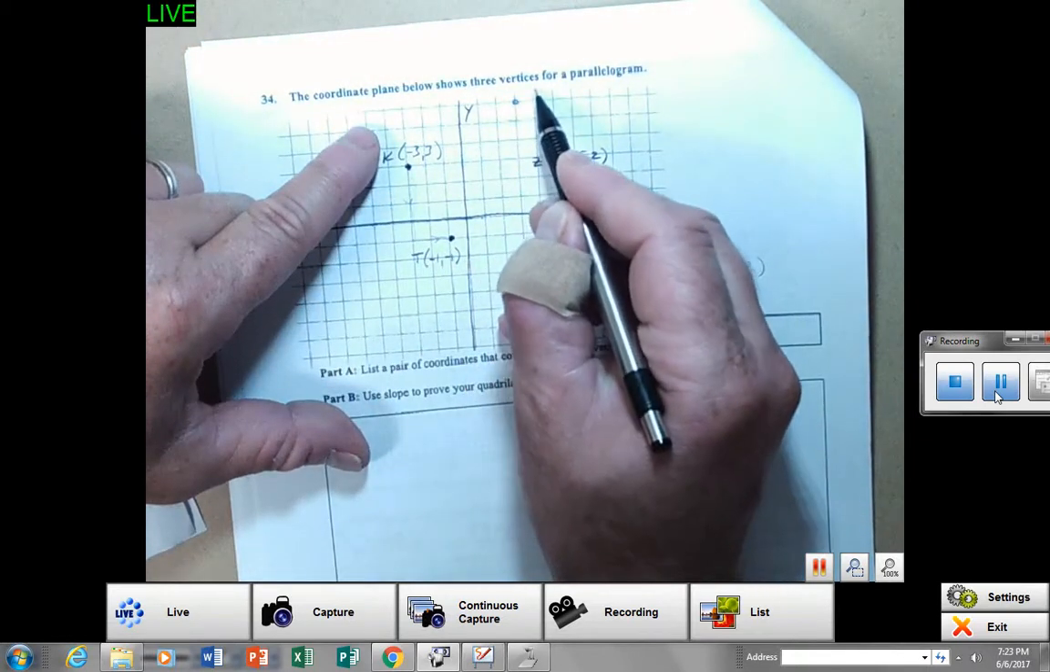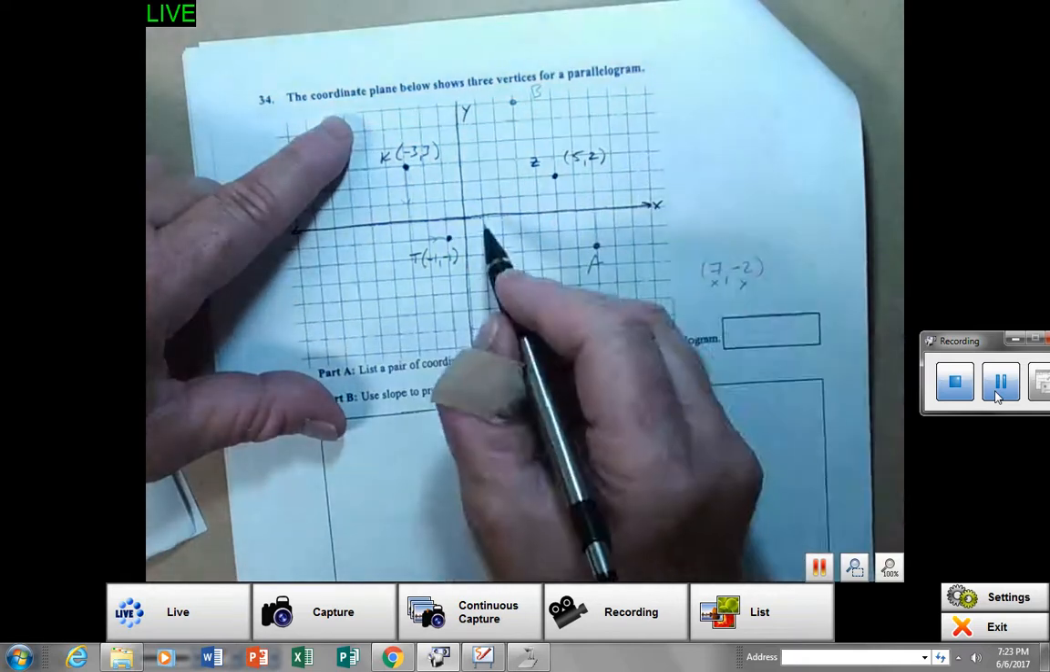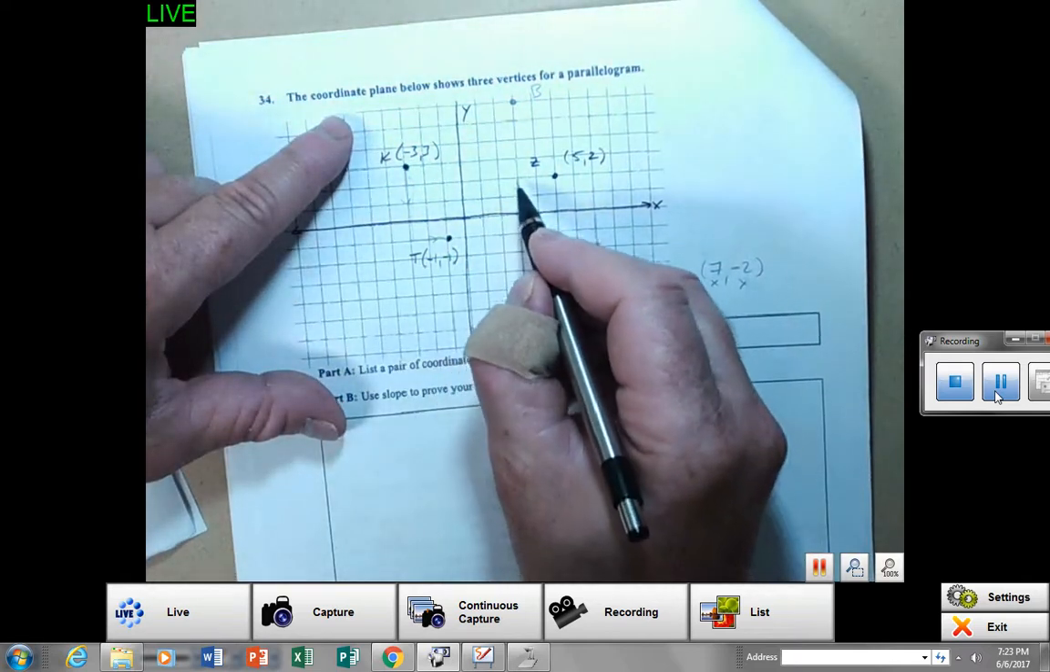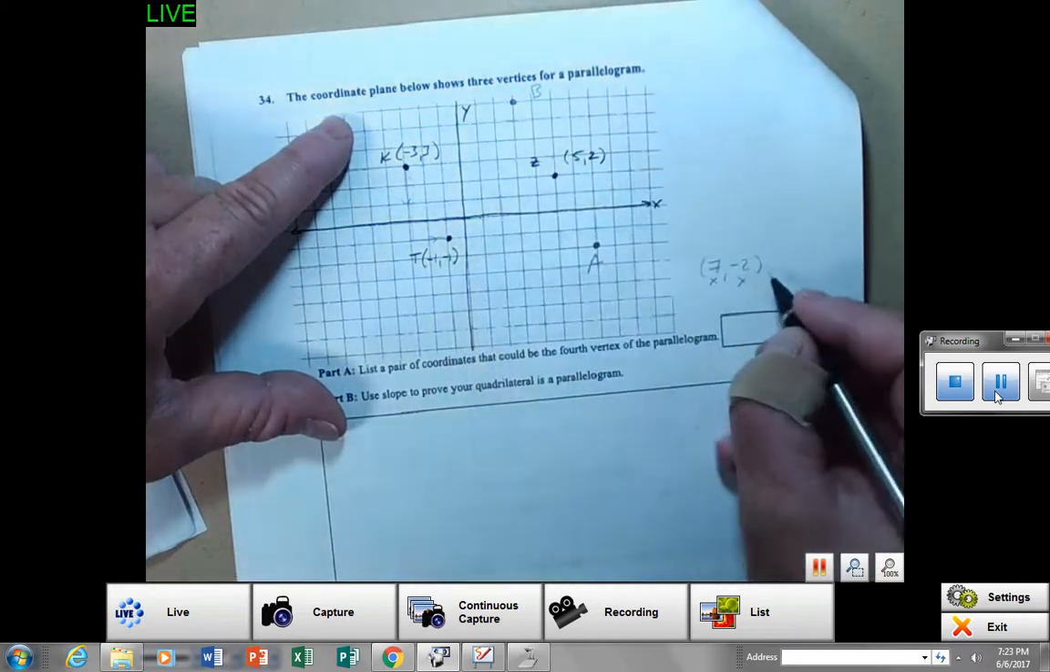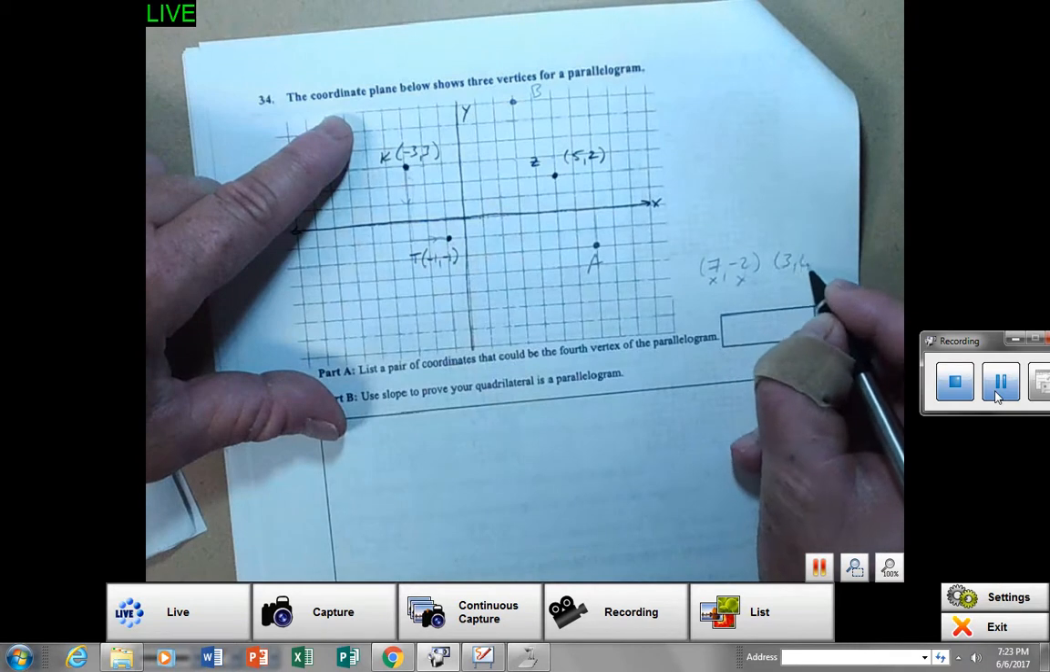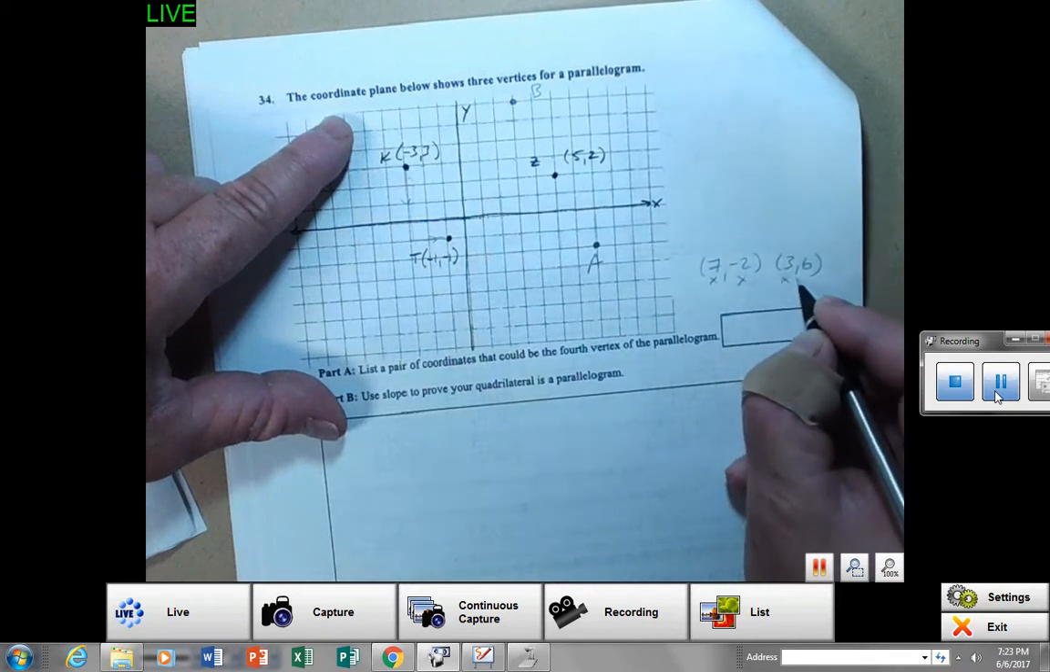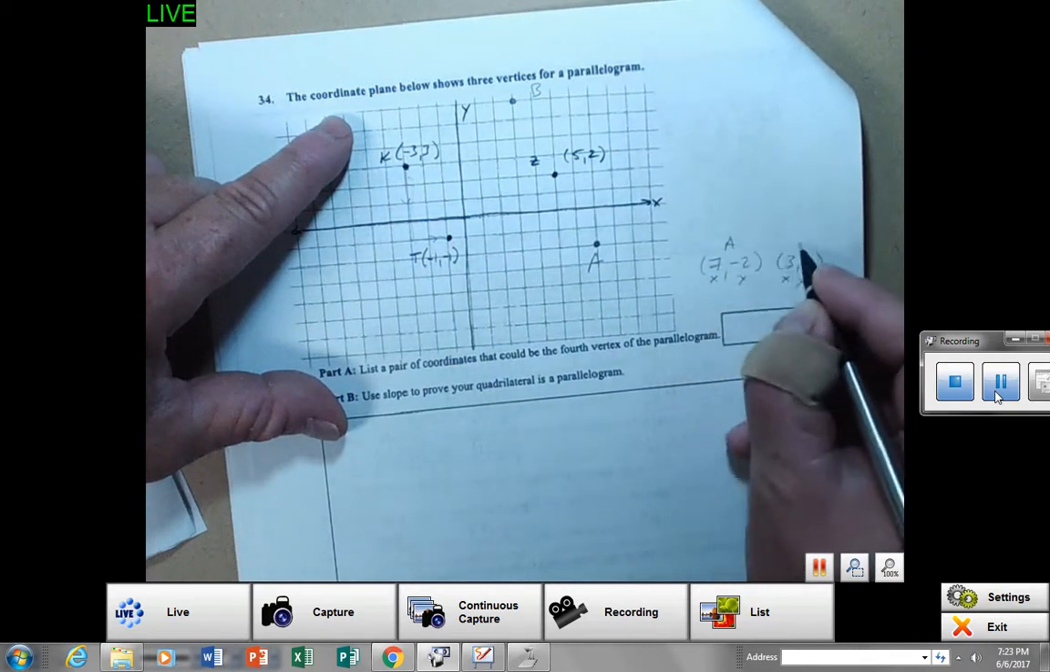I'll call that B. That is the point 1, 2, 3, 1, 2, 3, 4, 5, 6. That's the point 3, 6. So that is A and B.